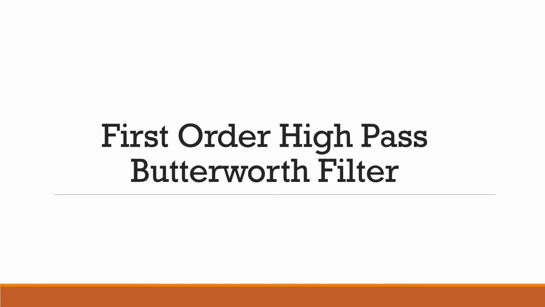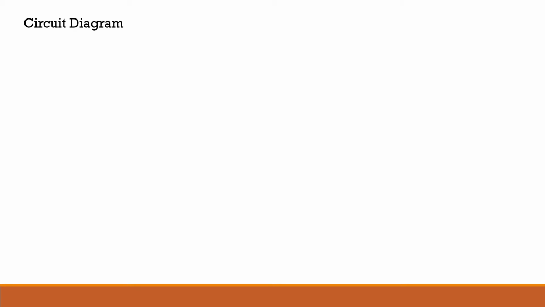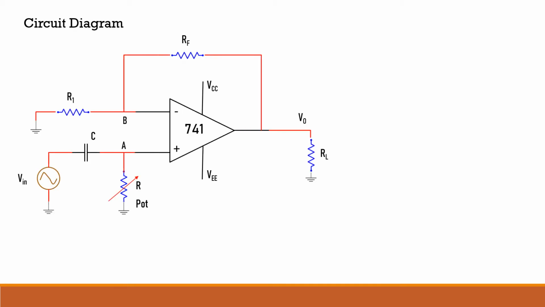In this case, one simple thing we can do is this: in the first order low pass filter, the capacitor was connected to the ground. If we change the positions of the resistor and the capacitor in the first order low pass filter, we will get the first order high pass filter. Here is the circuit diagram of the first order high pass Butterworth filter. The positions of the resistance and capacitance are interchanged compared to the first order low pass filter, and again the op-amp is used in non-inverting configuration.